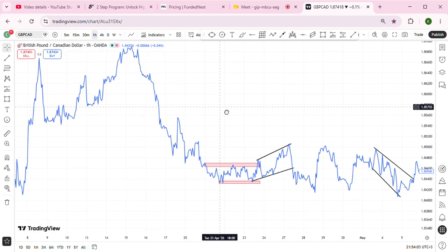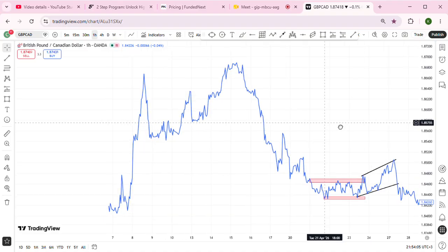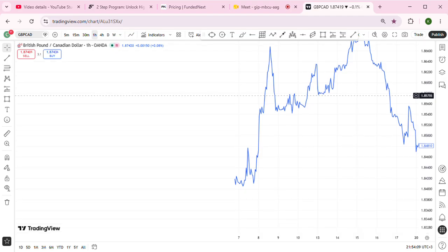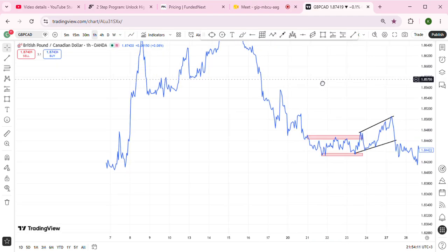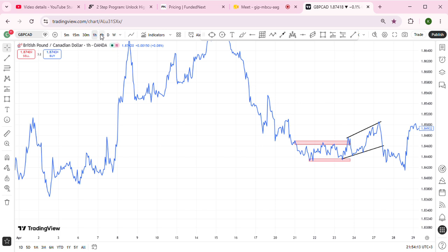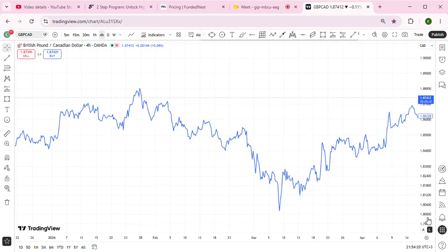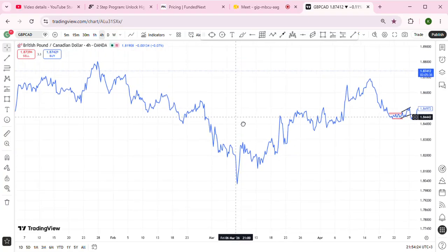So I've said you just keep on scrolling your charts towards the right hand side. You are going to see more and more and more. This was 1 hour, so you just need to change your time frame. In different time frames, you will see different trends.